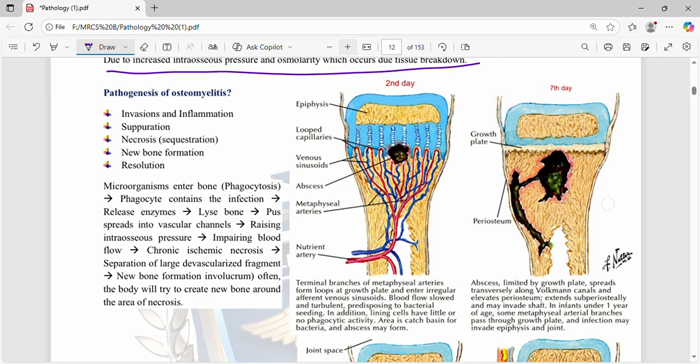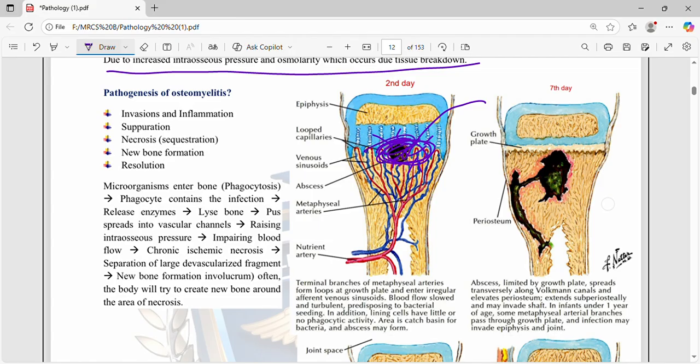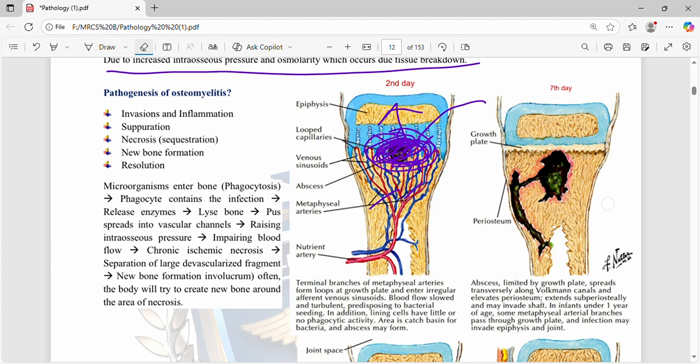So this is all about it. Let's suppose infection comes here and is phagocytosed. The macrophages, or whatever cells, release enzymes and cause digestion or necrosis of the bone. Then there is breakdown and abscess collection, which raises the intraosseous pressure. It then compromises the blood capillaries and leads to chronic ischemia, so there will be necrosis of the bone and further superficial infection of the bone, and so on.